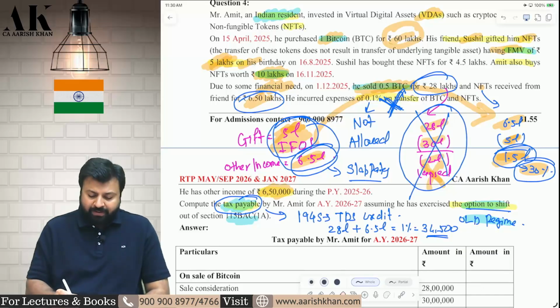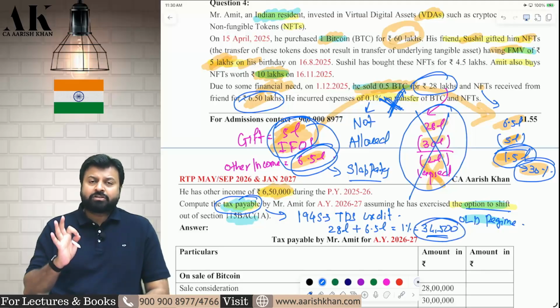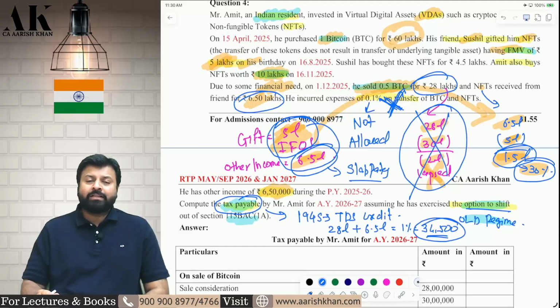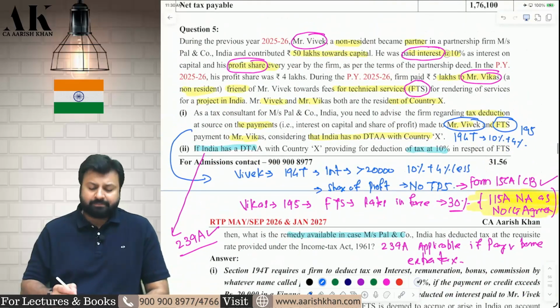Therefore, total 34,500 TDS would have been deducted by the buyer on sale of Bitcoin and virtual digital assets. Therefore, this should be taken as a credit while computing the tax payable. I hope it is clear to all of you. All these small points, you need to be very careful with it.